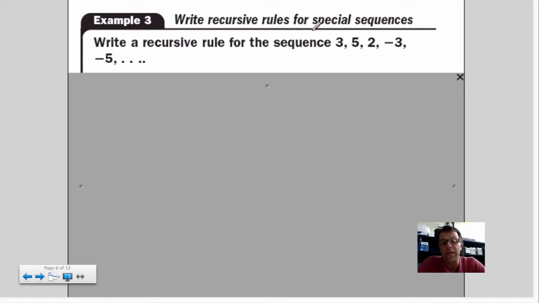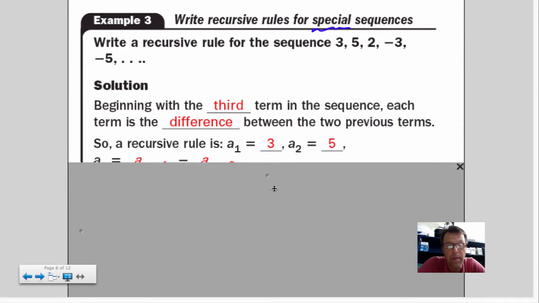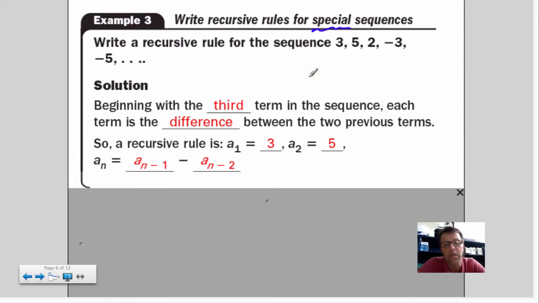So here we get into the special sequences, and they're tricky. They are tricky. So check out the number pattern. 3, then goes to 5, then to 2. So you go up, then down. We've never seen one like this before, and then it continues to go down. I'm just going to give it away because I think these are really hard to come up with. But basically what you're doing is you're taking 5 minus 3 to get the next term. Then you're taking 2 minus 5 to get the next term. And you're taking negative 3 minus 2 to get the next term.